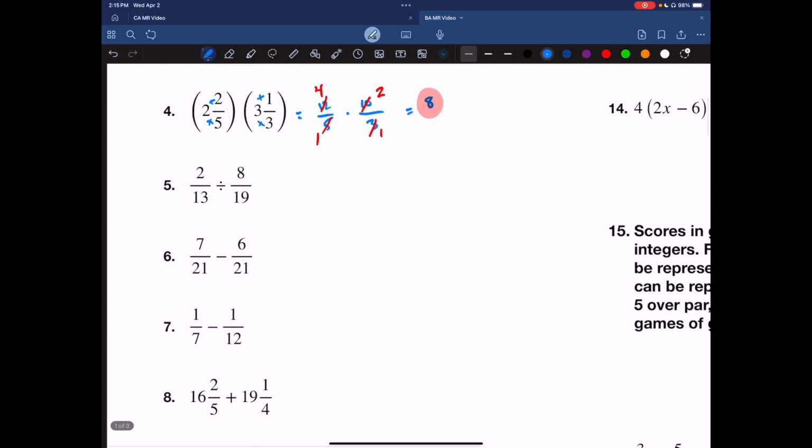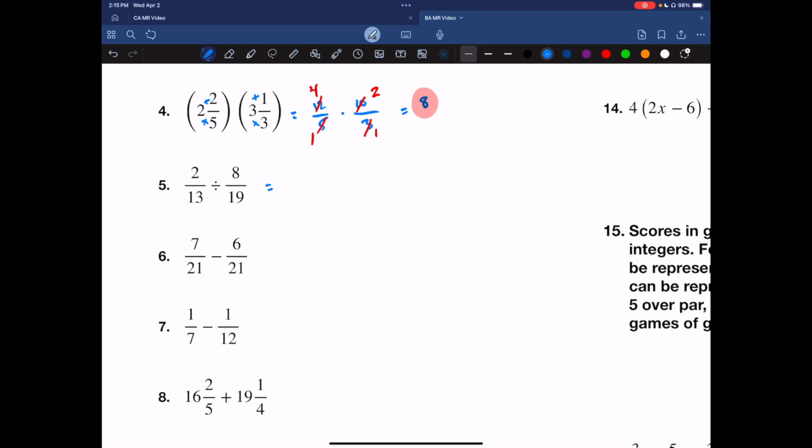All right, moving on. Number 5, 2 over 13 times 19 over 8. All right, so some of you may be familiar with the concept of KFC or keep, flip, change. You keep your first fraction, you flip your second fraction, and then you change your division to multiplication. So that's what we're doing here. And then 2 goes into 2 one time, 8 goes into 8 4 times. Okay, and then 19 and 13 can't be reduced, so that's going to be 19 over 52. 13 times 4 is 52.